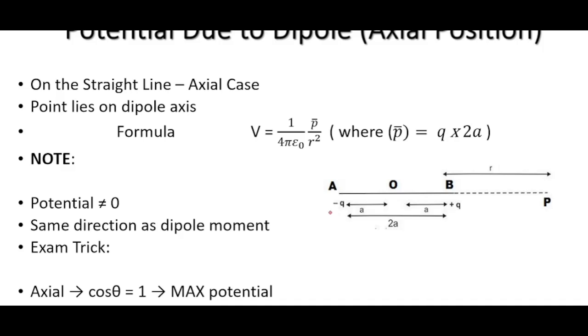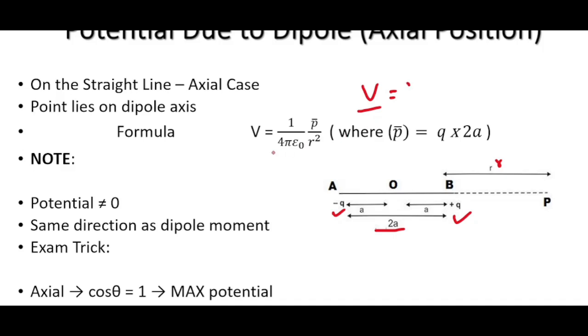Suppose the minus q charge is kept over here and the plus q charge is kept over here, separated by a distance 2a. This system constitutes a dipole. Now we have to find the potential due to this dipole at a distance r, at a certain point P along the dipole axis. This is the axis. Due to this dipole, V is equal to, due to plus Q, we know.